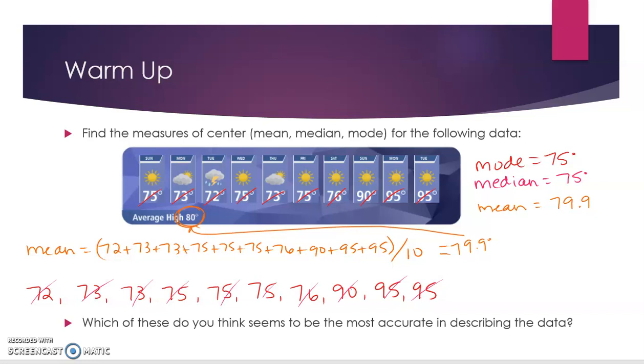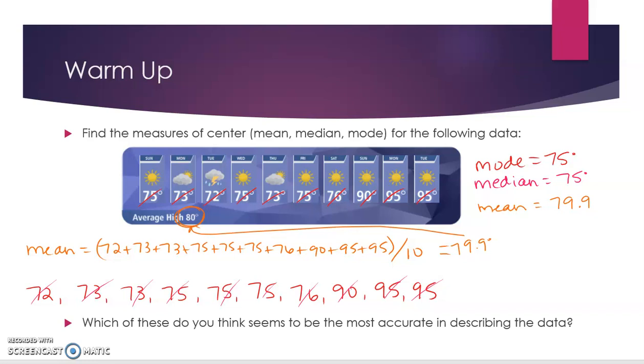Now, the question says, which of these do you think seems to be the most accurate in describing the data? Now, the thing with statistics is a lot of times everything is up for interpretation. So this can kind of vary depending on how you think of the problem. What do you think most accurate really means?